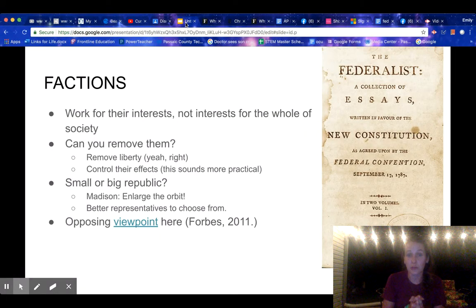Okay, so we covered a little bit of things here. We covered republic and democracy, some ideas about Federalist 10, what are factions, the ideas about growing a country, is it good or not? If you have questions on this, let me know.